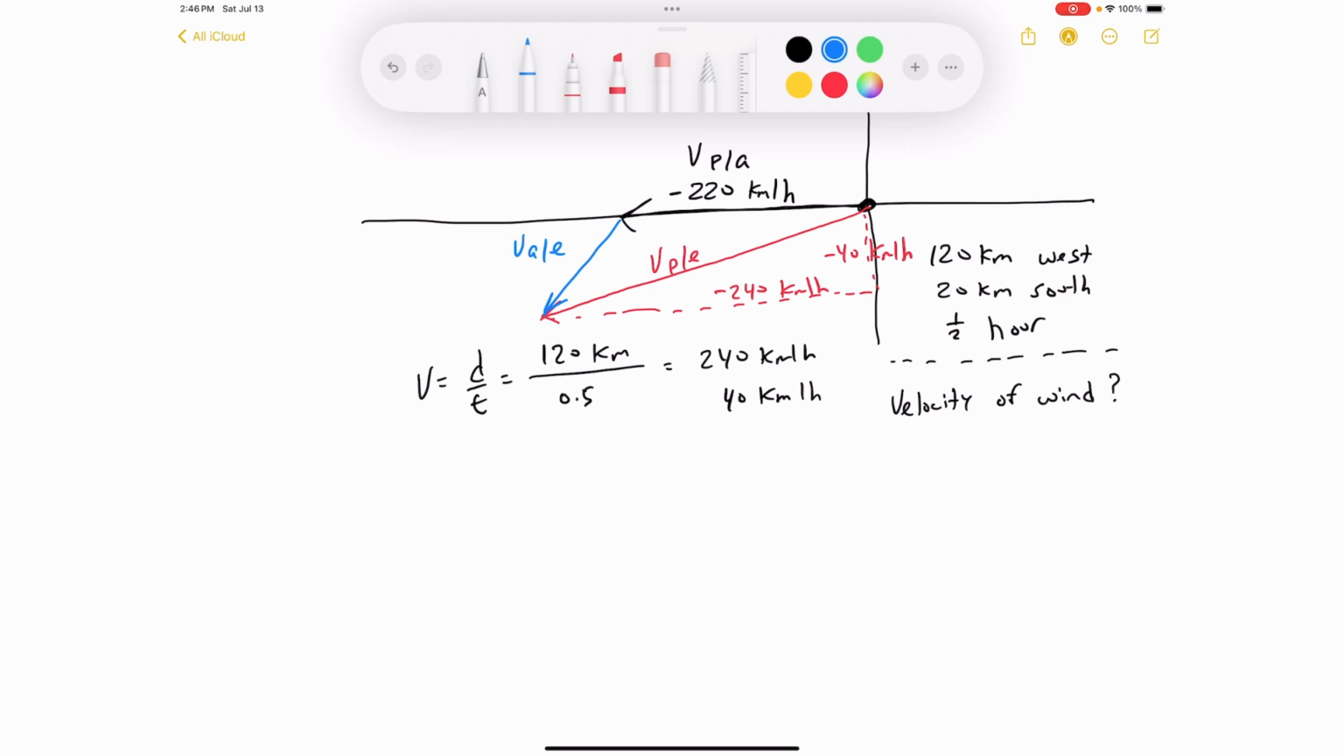So the air is moving, right? But it's moving relative to the Earth. And it's that air that's pushing the airplane. So we know the velocity of the plane relative to the air. It's negative 220 kilometers per hour. And we know the velocity of the plane relative to the Earth. It's negative 240 and negative 40. But we don't know the velocity of the air relative to the Earth, and that's what we want to find out. So how would you do that?